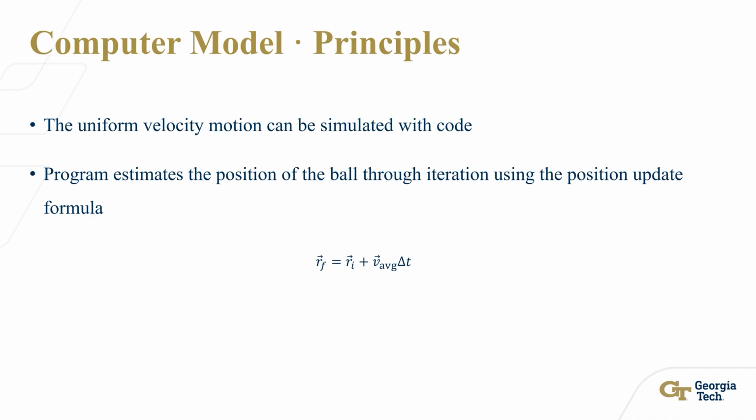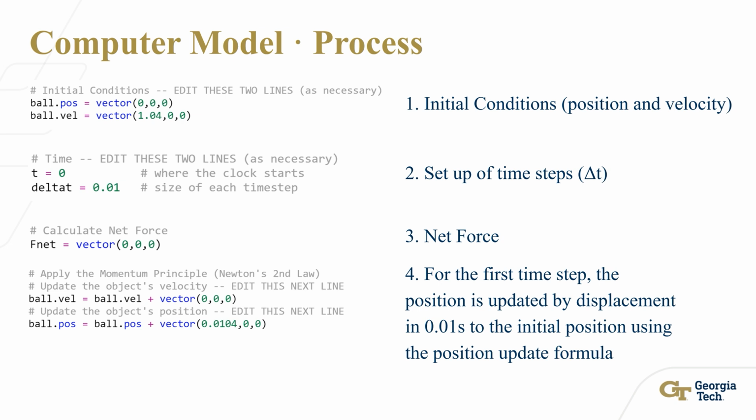We can use a computer model to simulate the uniform velocity motion. The program estimates the position of the ball through iteration using the position update formula. First, the initial conditions of position and velocity are set. Then the computer is given an initial time and a time step. After that, the net force is inputted.